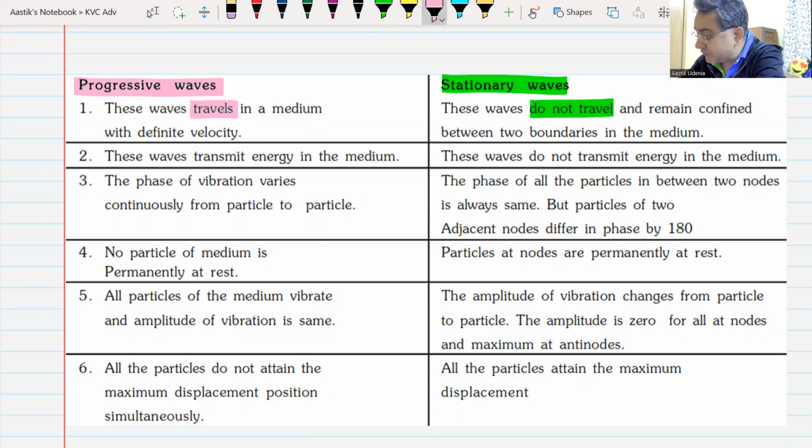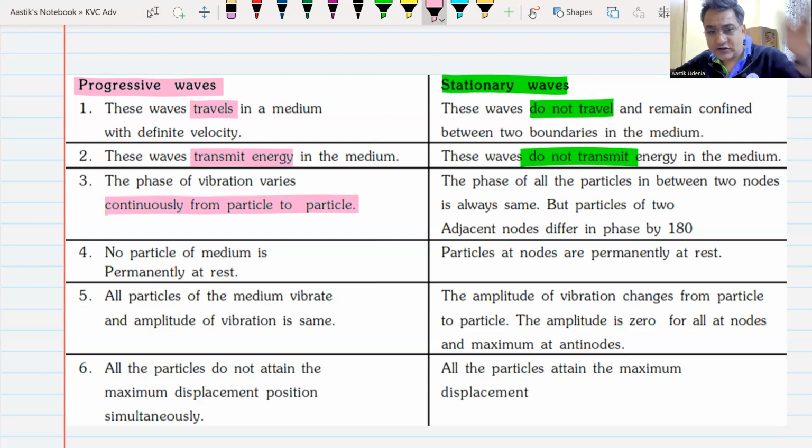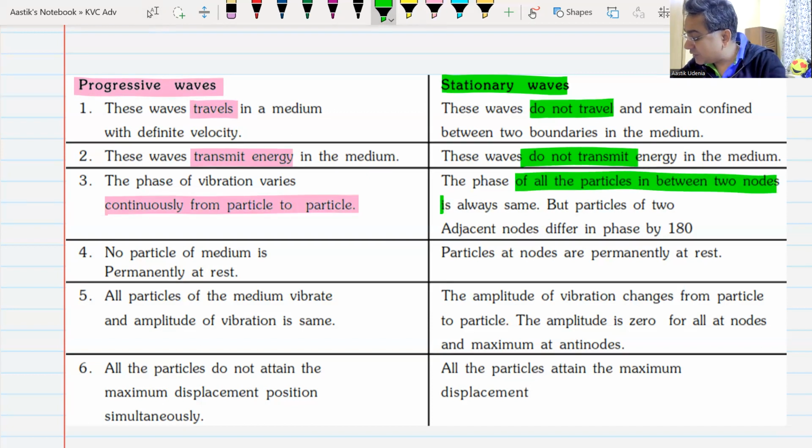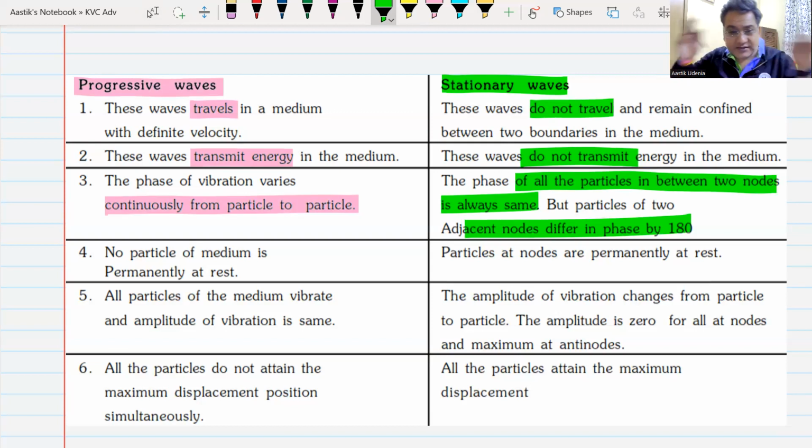What is the purpose of this? To transmit energy. What is the purpose of this? This does not transmit energy, it just stores energy between two points. Now, here the phase of vibration varies continuously from one particle to the other particle. In a progressive wave, from one particle to another, the phase is constantly varying. But here, the phase of all particles between two nodes is the same. Between adjacent nodes, it differs by an angle of pi. So either it is 0 or it is pi.